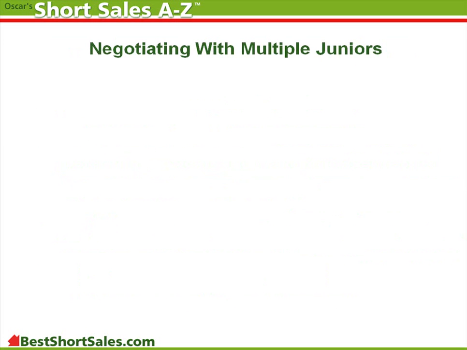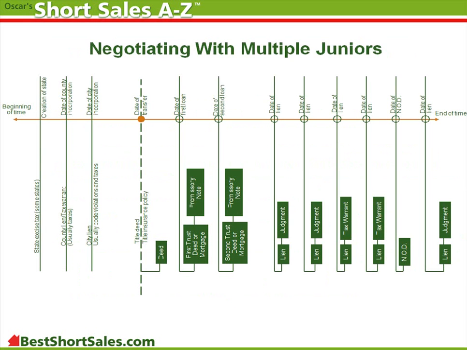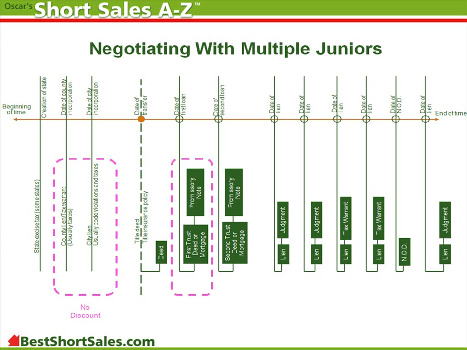Negotiating with multiple juniors. Every so often, it is necessary to deal with a property with multiple junior liens. The typical scenario is that there are 2 home loans and 2 or 3 junior liens. When it gets to this point, there are usually county and city liens as well. These liens will not discount. To make it a practical example, let's assume that the first home loan is well protected. It won't discount. Typically, in this situation, the second home loan will discount.